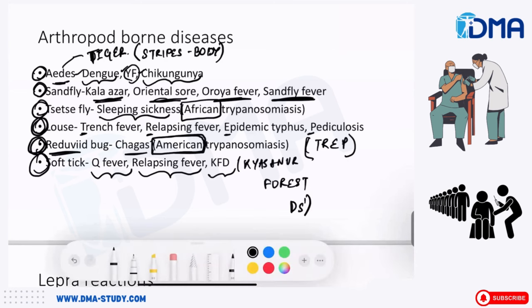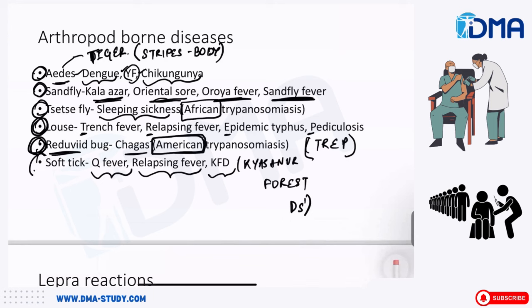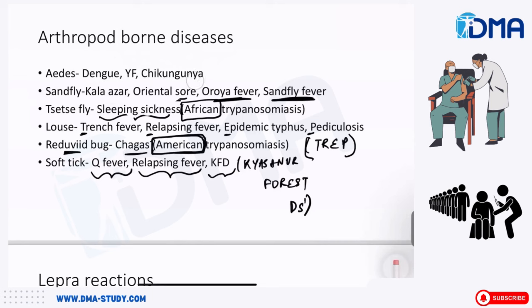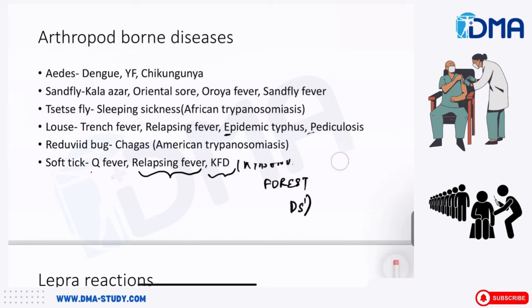So based upon the arthropod, you have various disorders. Remember Aedes, which spreads dengue, yellow fever, and chikungunya. Sand fly: kalazar, oriental sore, oroya fever, and sand fly fever. Tsetse fly: sleeping sickness, African trypanosomiasis. Reduviid bug: Chagas disease, American trypanosomiasis. Louse: trench fever, relapsing fever, epidemic typhus, and pediculosis. Soft tick: Q fever, relapsing fever, and KFD.